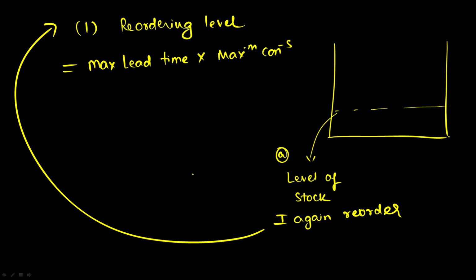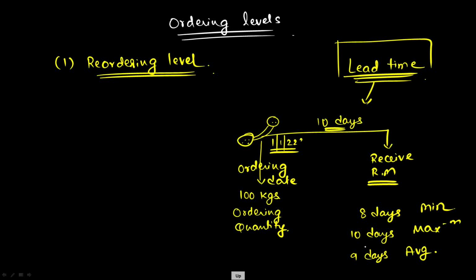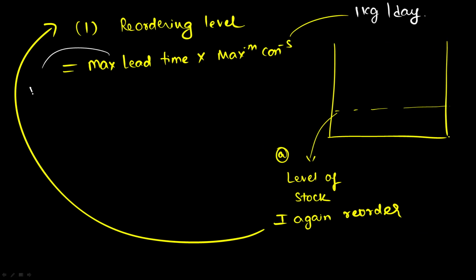So if the lead time is in days, maximum consumption is also per day. Please concentrate. Your maximum consumption is 1 kg per day. What is your maximum consumption? 1 kg per day. And what is your maximum lead time that we have done over here? What is your maximum lead time? 10 days. Maximum lead time is 10 days.